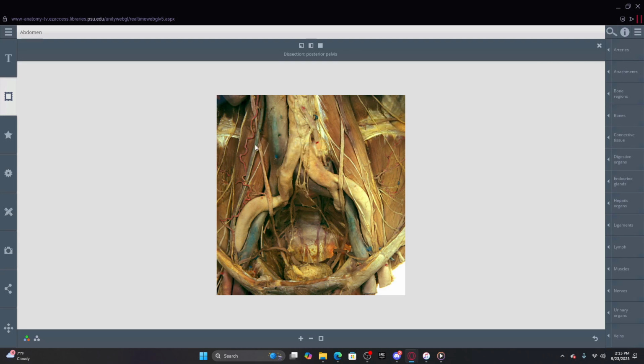I think that's all we need to worry about here for this cross section, this dissection. Obturator nerve is there. Don't worry about that till next week. But yeah, that's everything that we need to know that we can see in this image.